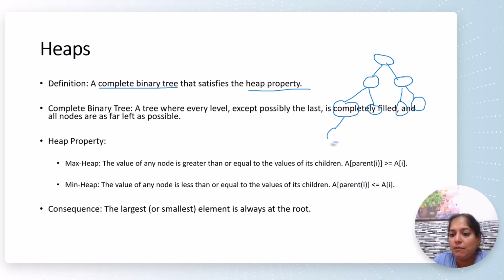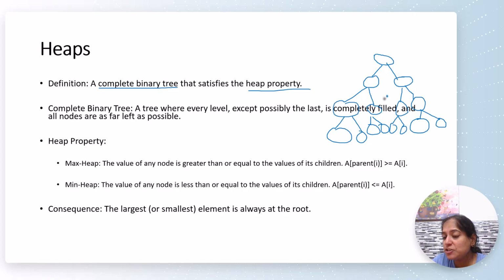okay, this is a complete binary tree actually. It is a complete binary tree because each level is completely filled, with the at most children which can be there.